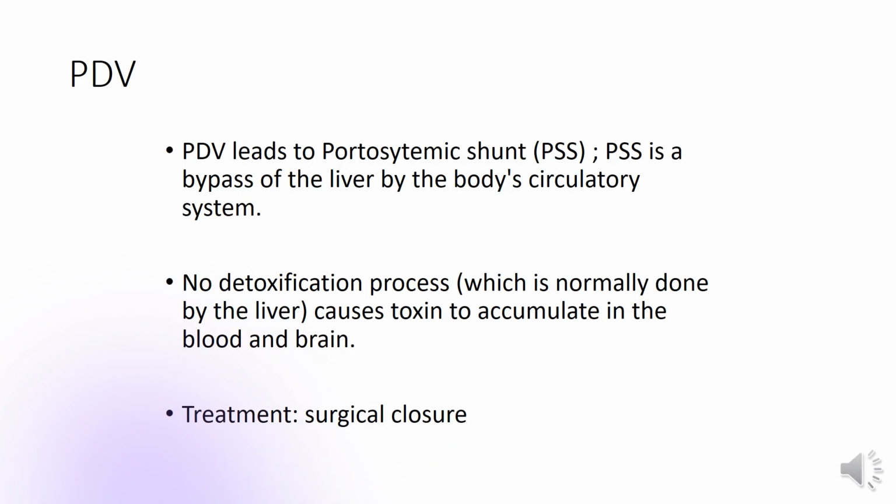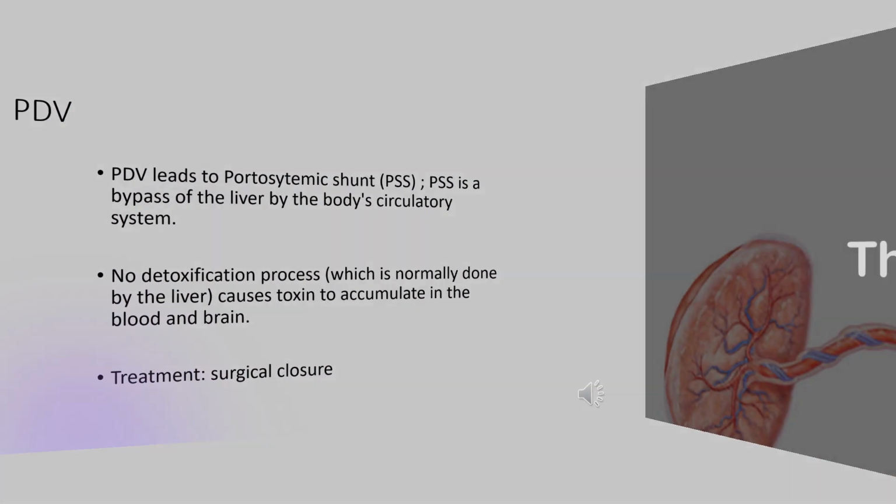PDV is patent ductus venosus. This leads to portosystemic shunt. PSS is a bypass of the liver by the body's circulatory system, because the blood does not enter the liver sinusoid. There will be no detoxification process. This will cause toxins to accumulate in the blood and brain. The treatment is surgical closure.